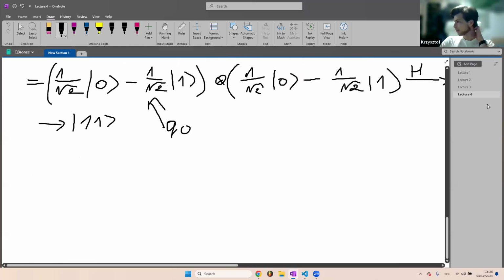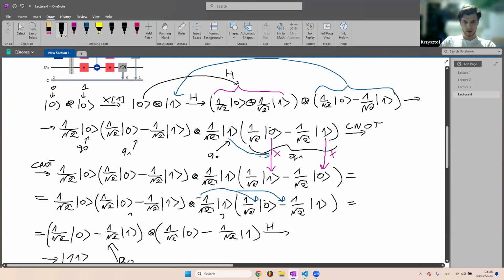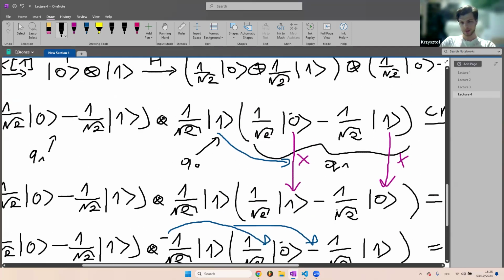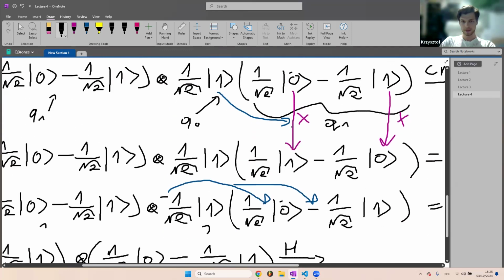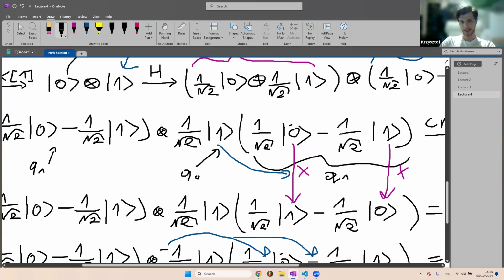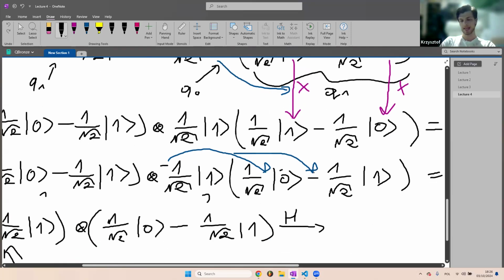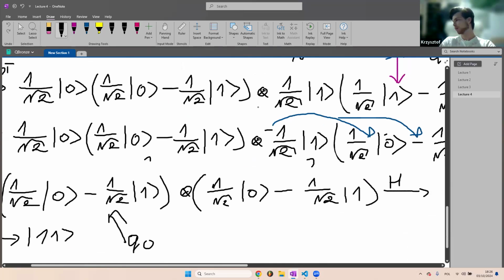Okay. Can you please explain how we got -1 over square root of 2 after applying the CNOT gate? So after applying the CNOT gate, those coefficients stay the same, but the CNOT applies an X gate. So the 0 state changes to 1 and the 1 state changes to 0. And then we manipulate the sign. So we take our sign in front of the bracket and then we write our expression.